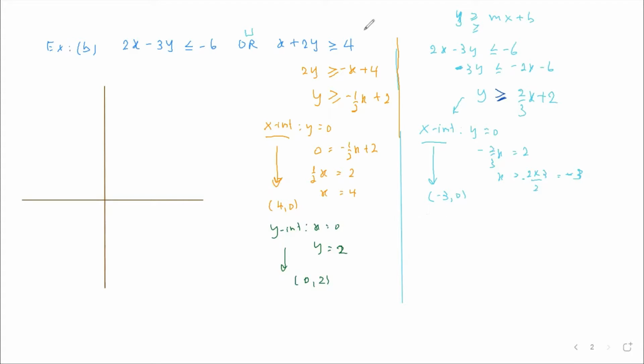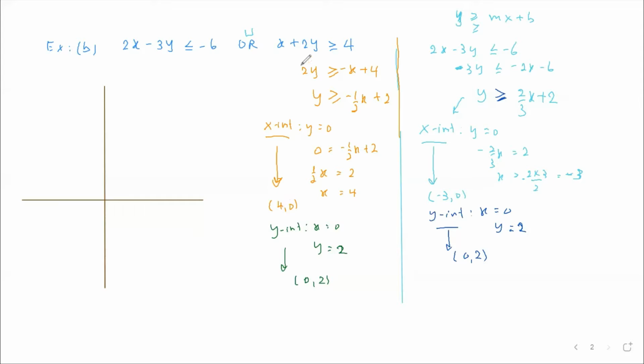Now we find the y-intercept. X becomes 0. So we have right away y equal to 2. Then the y-intercept is x 0, y 2. Okay, now we start to plot the graph.